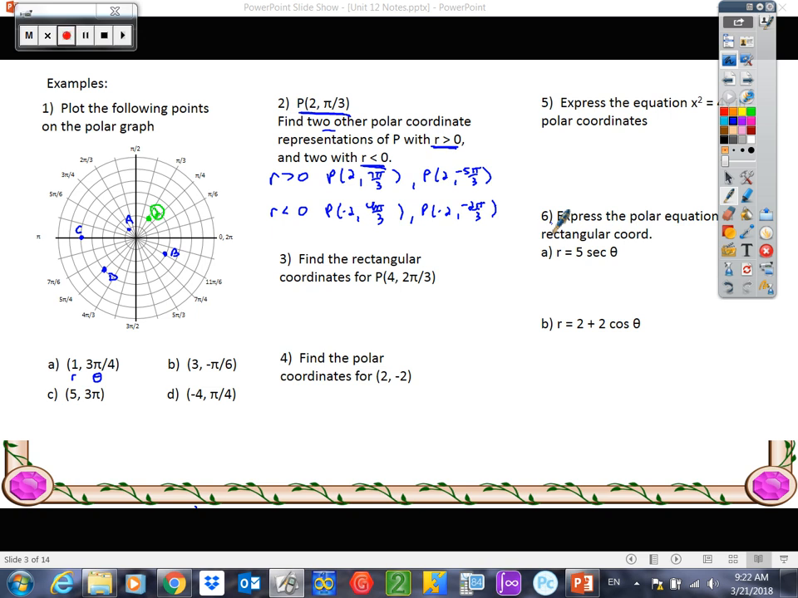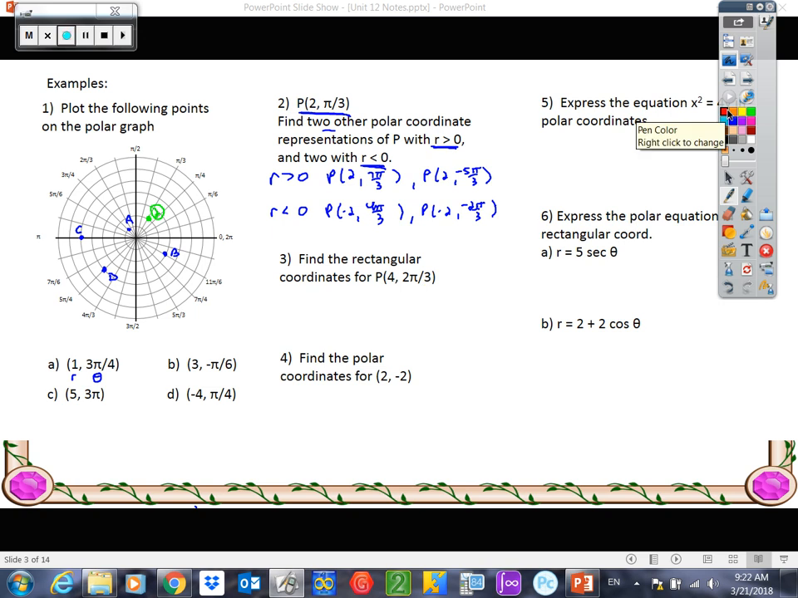All right, on the next two, we're going to learn how to go back and forth between rectangular form and polar form and coordinates. Now, I want you to understand that this is actually very precise. I am looking for a particular location. So, for example, here, this is 4, 2 pi over 3. So let's plot that, see where that would be.